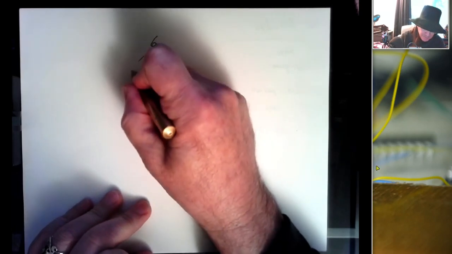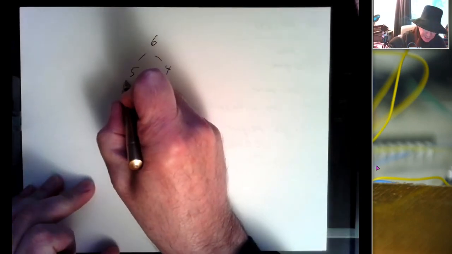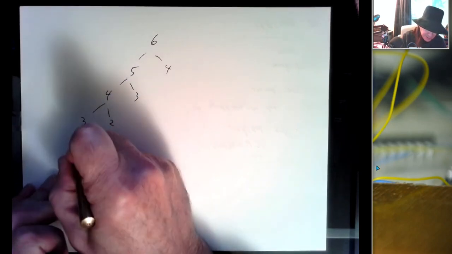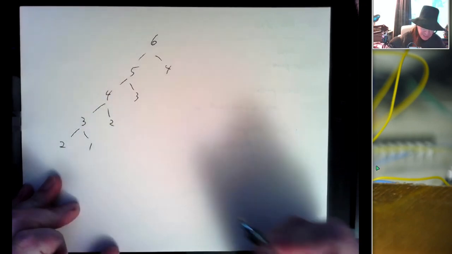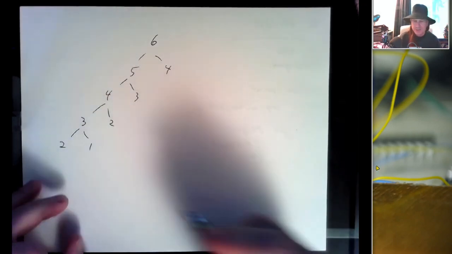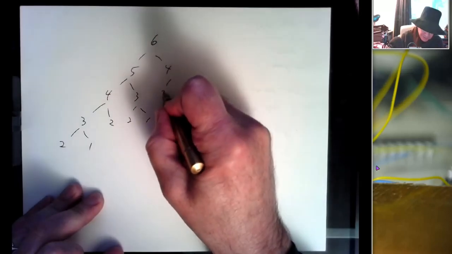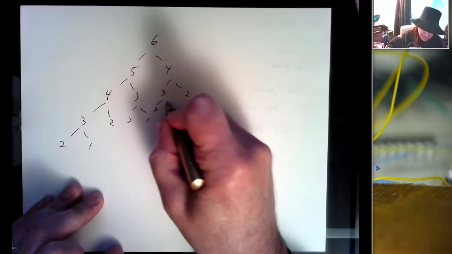So if we want to calculate the 6th Fibonacci number, we need to calculate the 5th and the 4th. And to calculate the 5th, we need the 4th and the 3rd. And the 4th requires the 3rd and the 2nd, and the 3rd requires the 2nd and the 1st. And Fibonacci 1 and 2 are our base cases. And so our call tree might look like this.